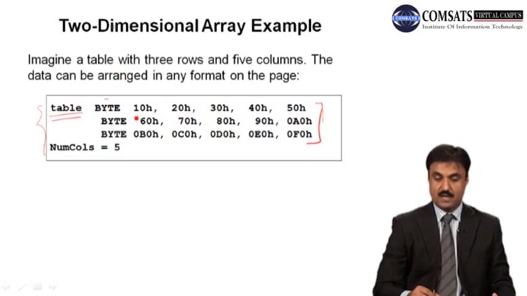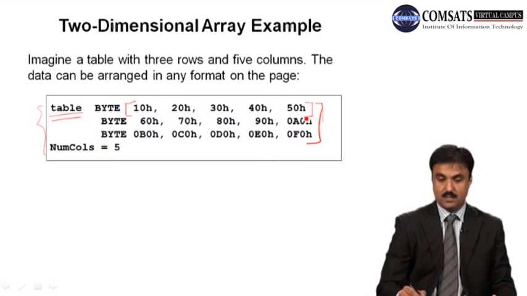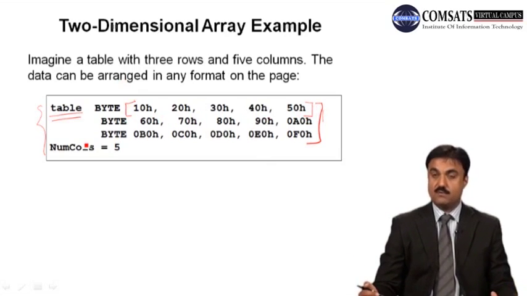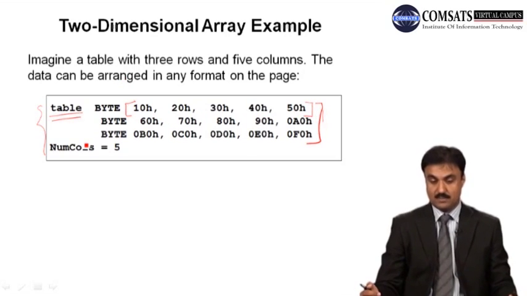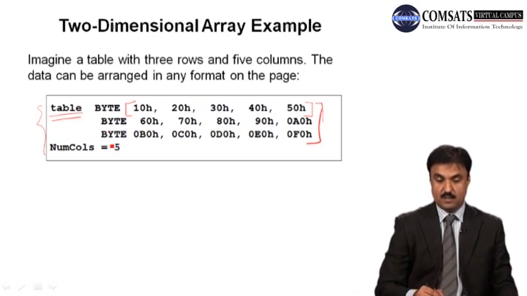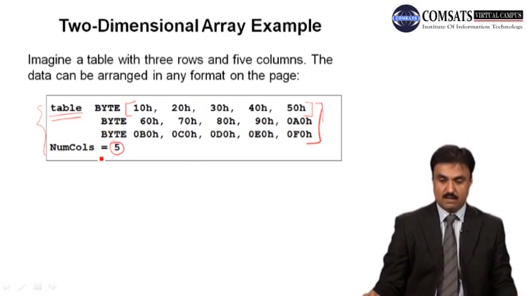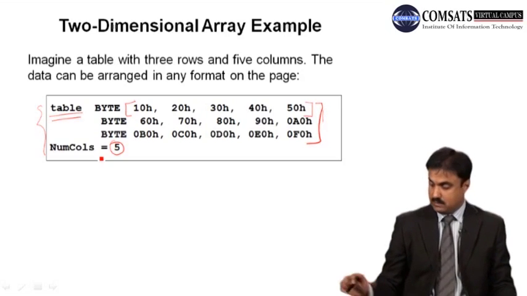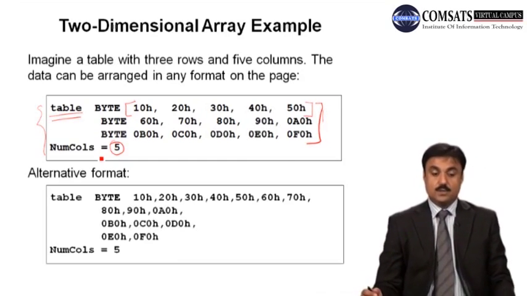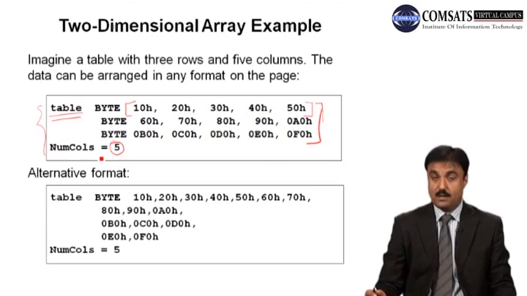So first row is like this one. This is the first row from here to here, and there are 5 elements, meaning 5 columns. Second row is also 5 columns. Third row has also 5 columns, and so on. So here we define, for example, number of columns is equal to 5. We must have some information regarding how many columns are there so that we can easily access the two-dimensional arrays. This is one way to represent the two-dimensional array.